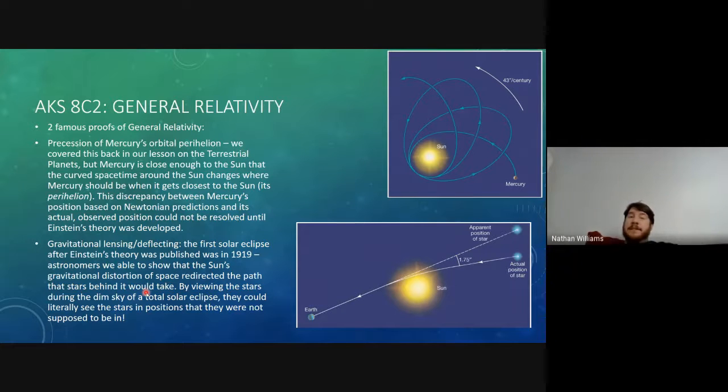All right, gravitational lensing and deflecting is the other one. And we've actually talked about this recently, a few weeks back, when we talked about how we can detect hard-to-see stars, things like red dwarfs and brown dwarfs. We talked about gravitational lensing. And in that lesson, we called it gravitational microlensing because the mass of those objects is not as much as, like, a black hole or something. But anyhow, the concept in general can be gravitational lensing or deflecting. And this is one of the earliest proofs of general relativity.